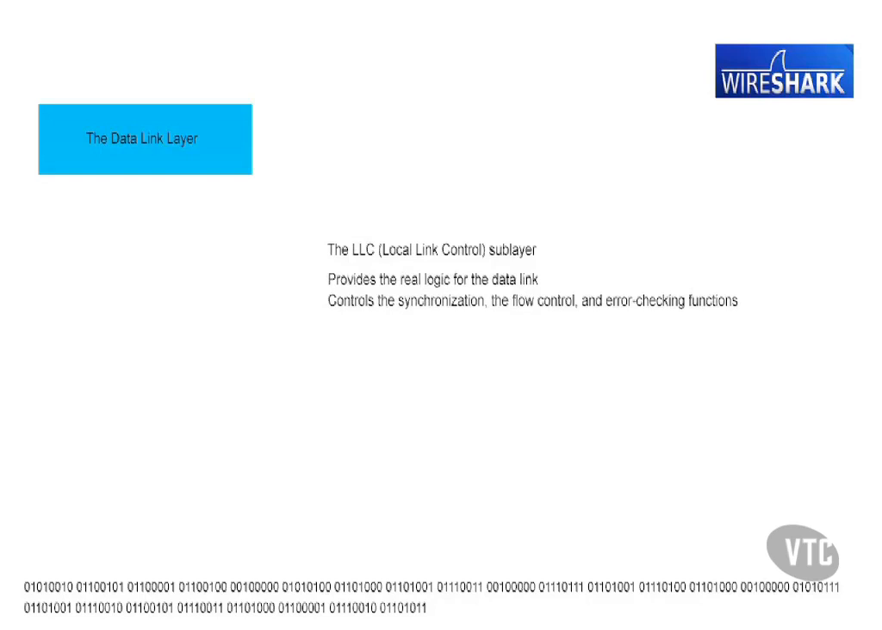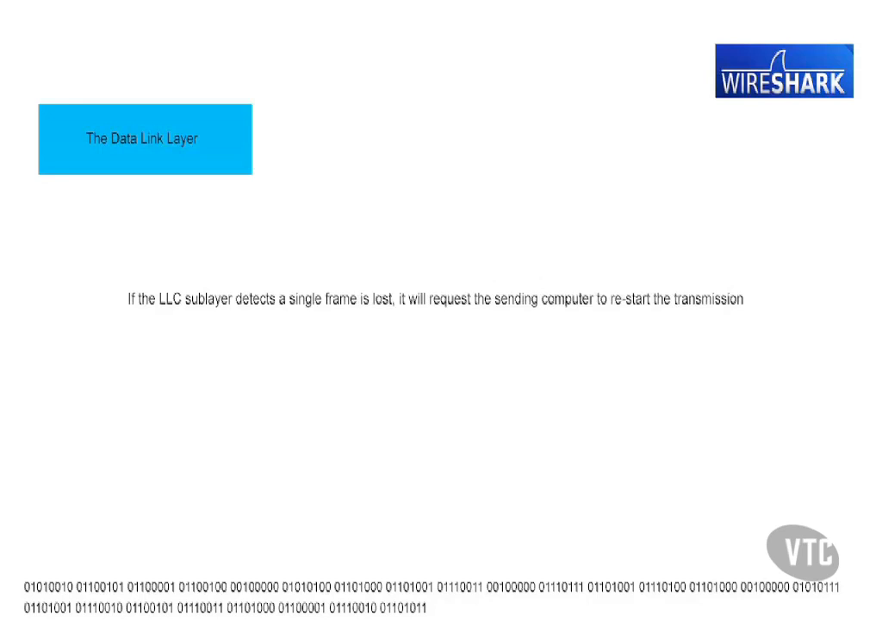With connection-oriented communication, each LLC frame sent from a networking device is acknowledged. The LLC sublayer at the receiving end keeps up with the LLC frames it receives, which are also called protocol data units or PDUs. If the LLC sublayer detects that a single frame has been lost during transmission, it will send a request to the sending computer to restart the transmission over again, starting with the PDU that never arrived.